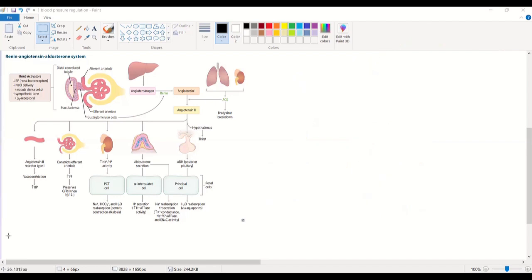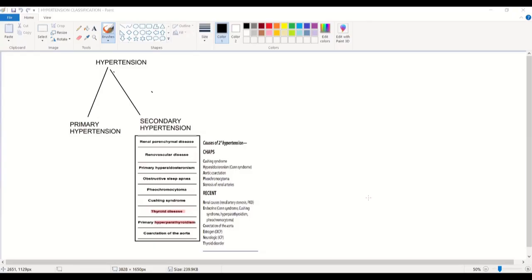Okay. I'm changing the slide. Okay. Hypertension classification. Okay, is my screen visible or not? Not yet. Yeah, I will try it again. Okay, what about my screen? Visible or not? Yes. It's visible now.